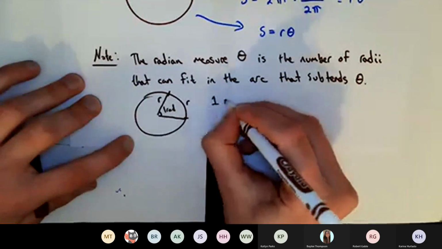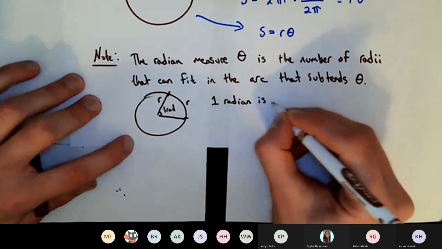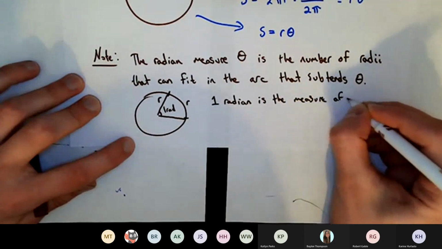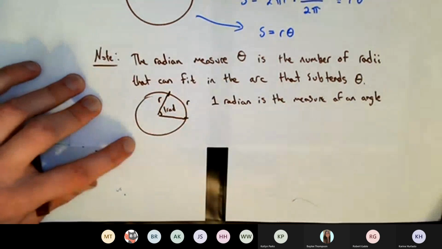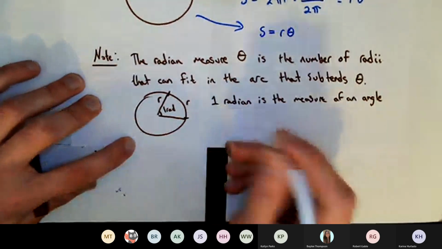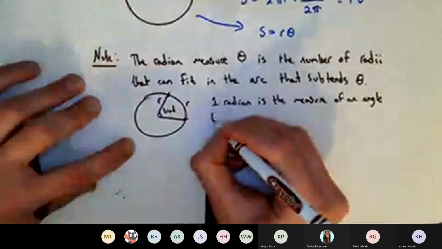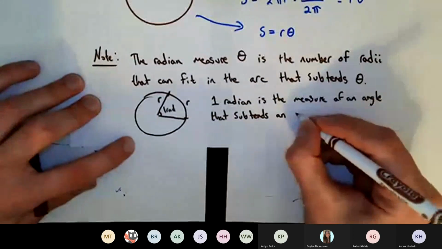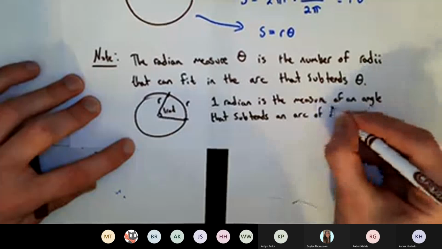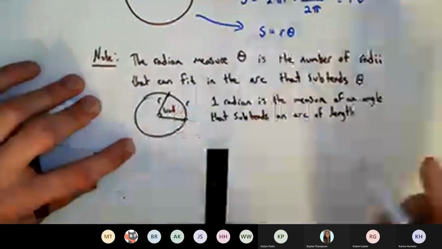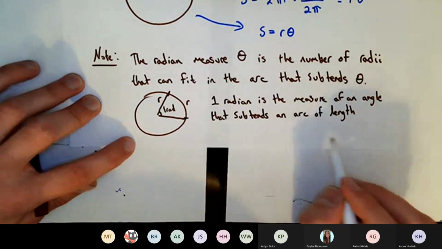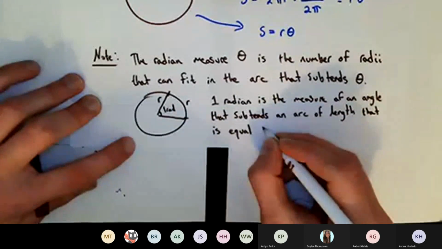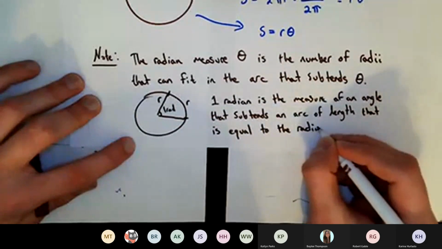So can I write that down, what I just said? 1 radian is the measure of an angle that subtends an arc of length r, that is equal to the radius of the circle.